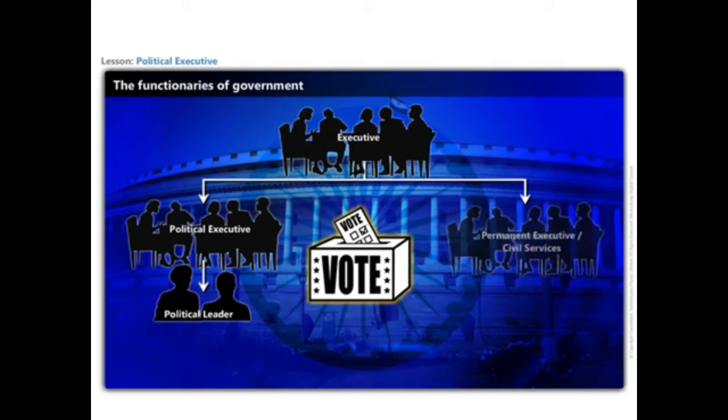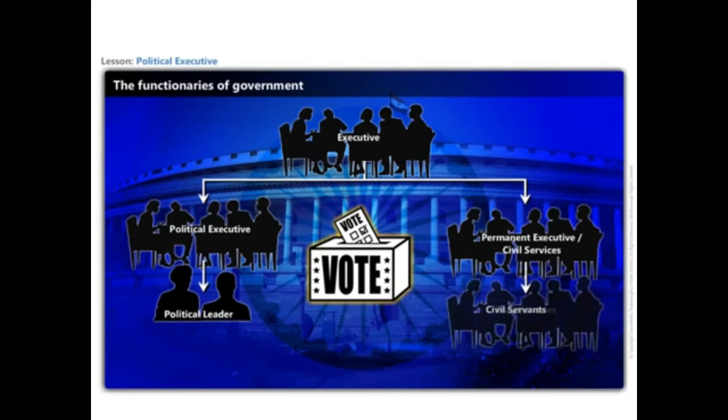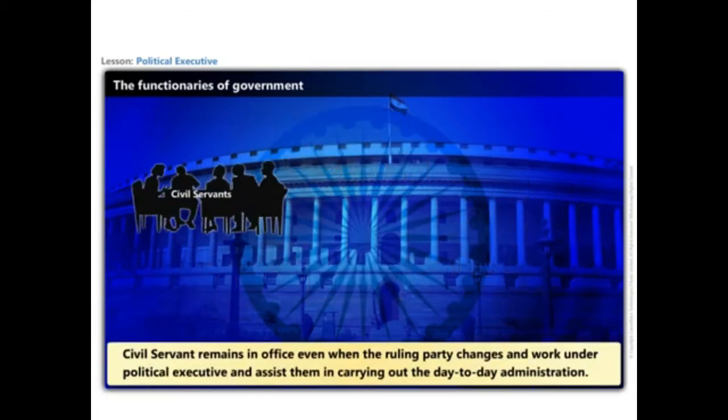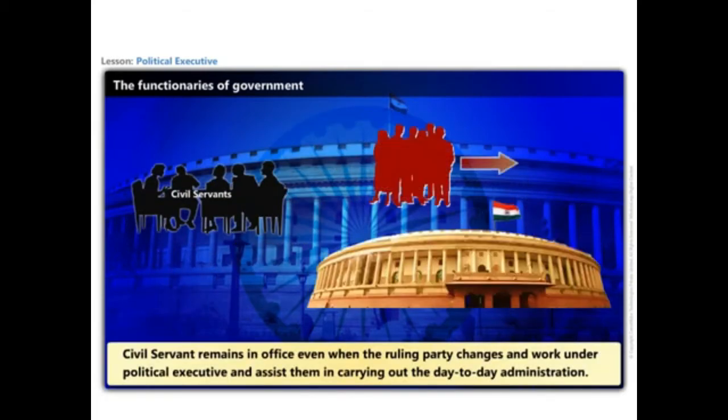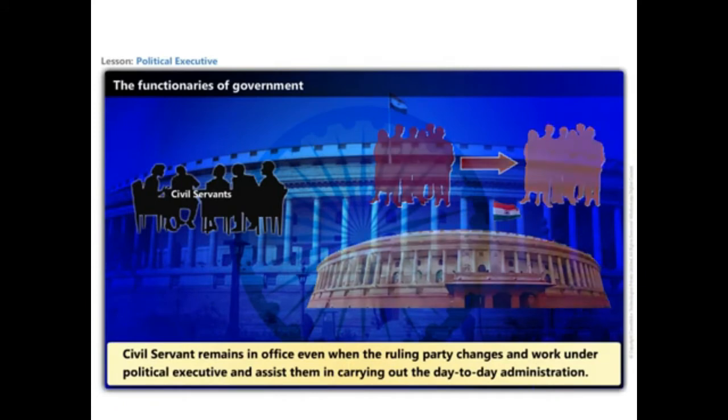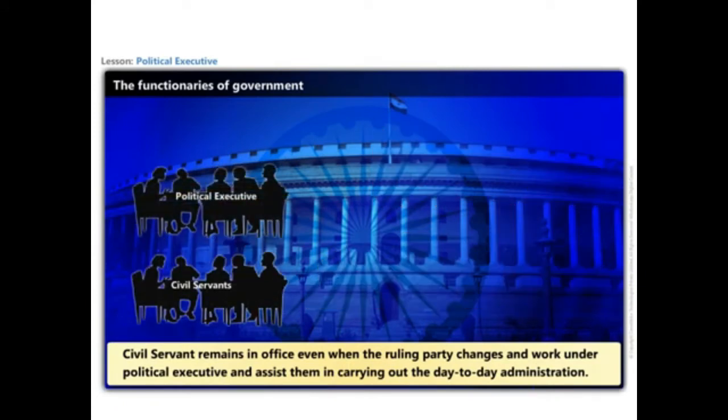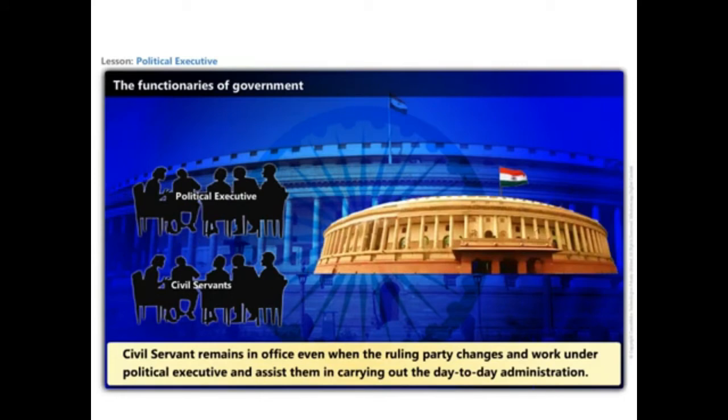Second category is of people appointed on a long-term basis called the permanent executive or civil services. Persons working in civil services are called civil servants. Civil servants remain in office even when the ruling party changes, and work under the political executive and assist them in carrying out the day-to-day administration.